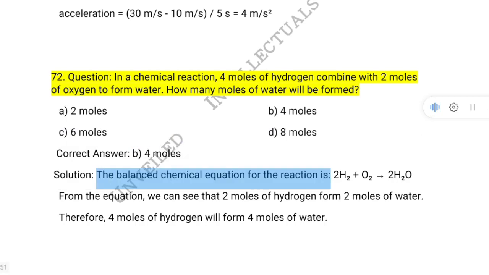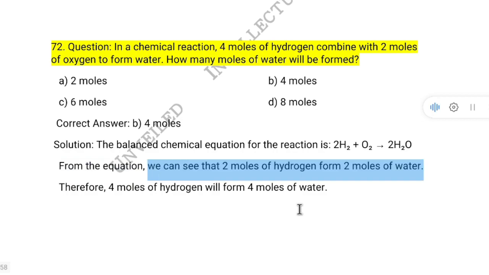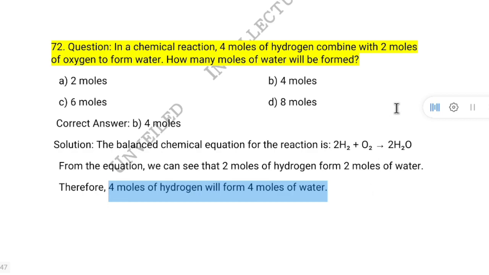Solution. The balanced chemical equation for the reaction is 2H2 plus O2 right arrow 2H2O. From the equation, we can see that 2 moles of hydrogen form 2 moles of water. Therefore, 4 moles of hydrogen will form 4 moles of water.